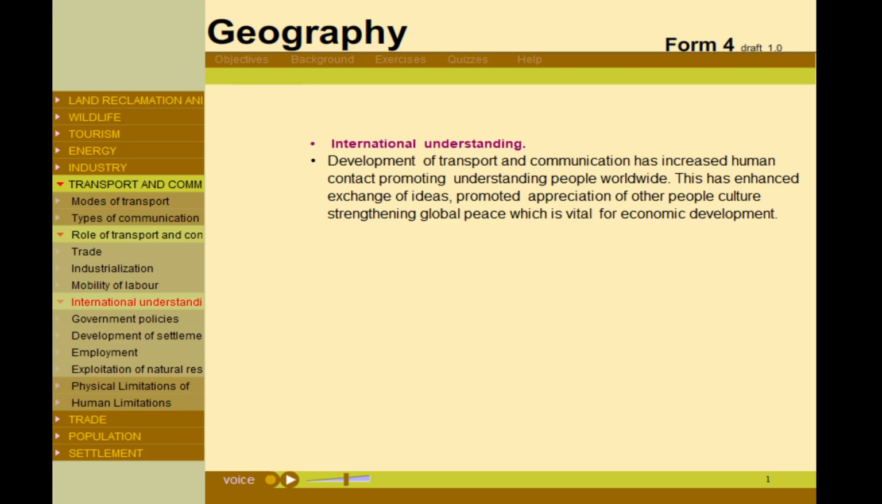Implementation of government policies. Transport and communication are necessary for dissemination of government policies, services, and exploitation of natural resources.